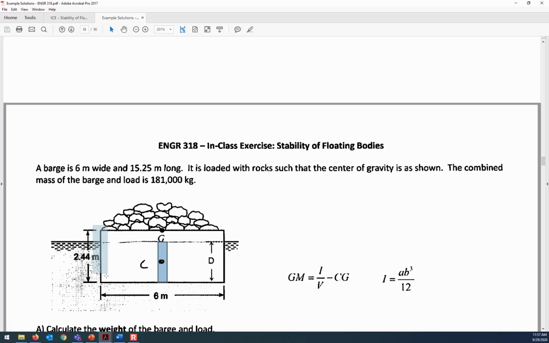The physical height of the barge is 2.44 meters on the edge. That's how far it is from the bottom up to the top edge. But D is the depth of submergence. And what I'm saying is the center of buoyancy is at half the depth. Okay.